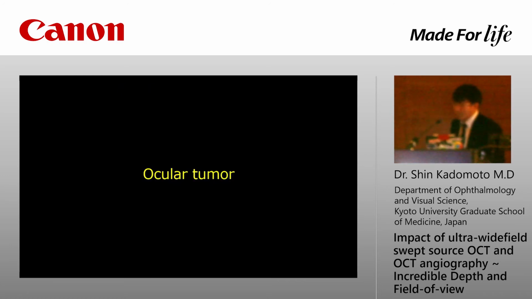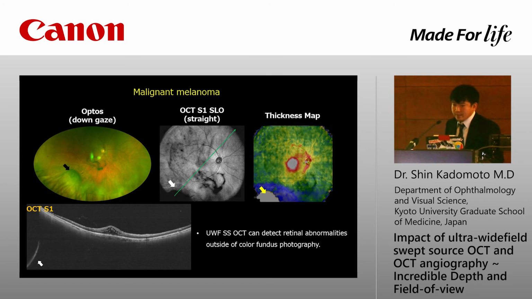Here comes an ocular tumor. This is a case of malignant melanoma, which was accidentally found by Canon OCT S1. The ultra-wide field SS OCT can detect retinal abnormalities outside of the color fundus photography. If the thickness map shows abnormal color at the peripheral retina, we should recheck and rescan the abnormal area, because there may be a retinal detachment or ocular tumor.